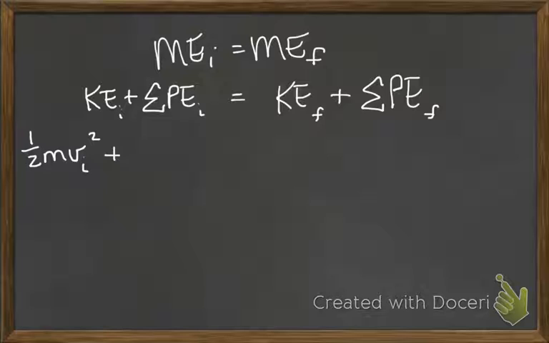And if you look at all the sum of your potential energy, what is gravitational potential energy? Okay, mgh, and that, again, it's going to be initial height. And what is your elastic potential energy? 1/2 kx squared.